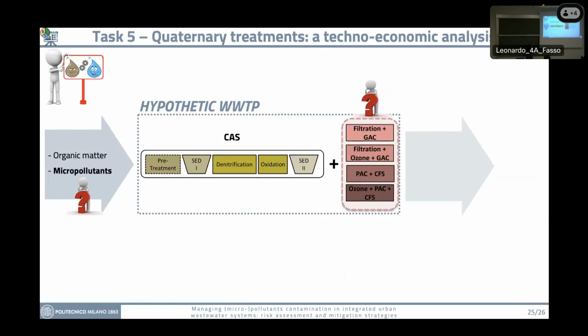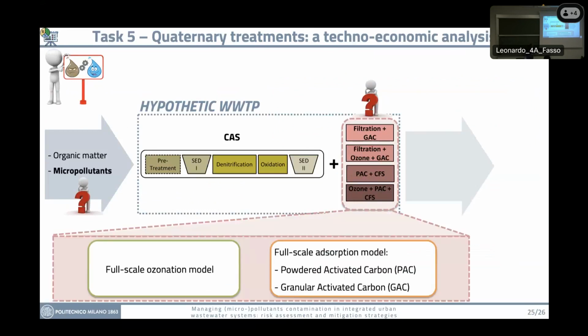So our idea is that here we have micropollutants entering the wastewater treatment plant. We have an activated sludge system for the removal of organic matter, and then we should put something here. These are the possible configurations, but we don't actually know which one is the best. So we built a model for ozonation, and we are working on models for adsorption, both powdered activated carbon and granular activated carbon.